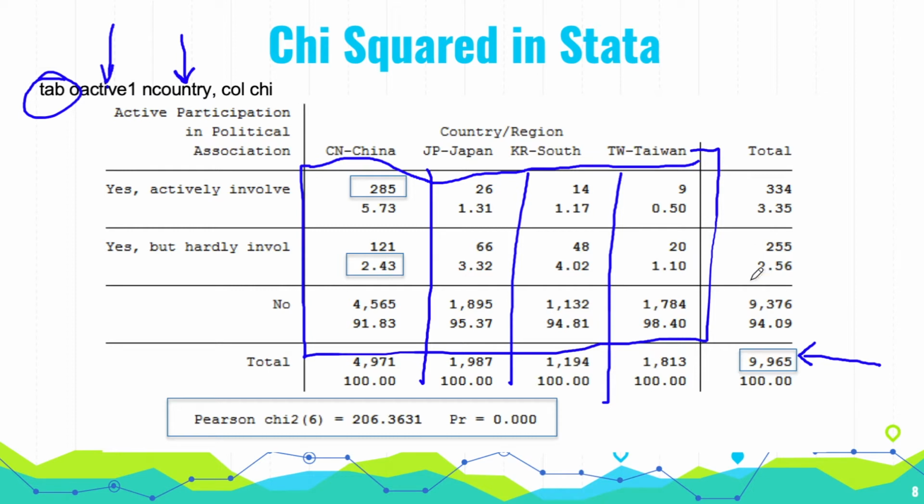Thankfully for this example, Stata has done the work for us, and it's given us this result. It tells us that Pearson's chi-squared statistic is equal to 206.3631, and the probability is less than 0.05. It's really significant. So what it's telling us is that yes, there is a relationship between country and region and whether somebody actively participates in a political association or not.